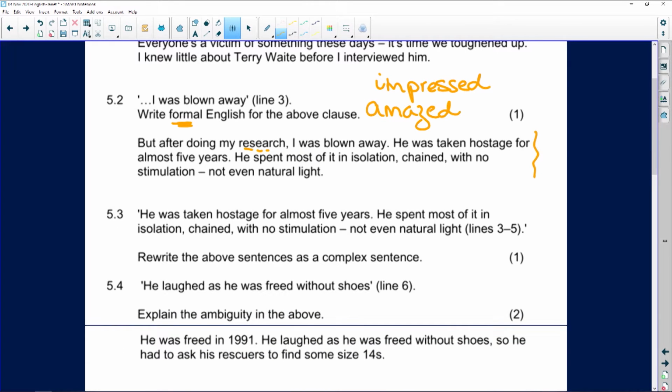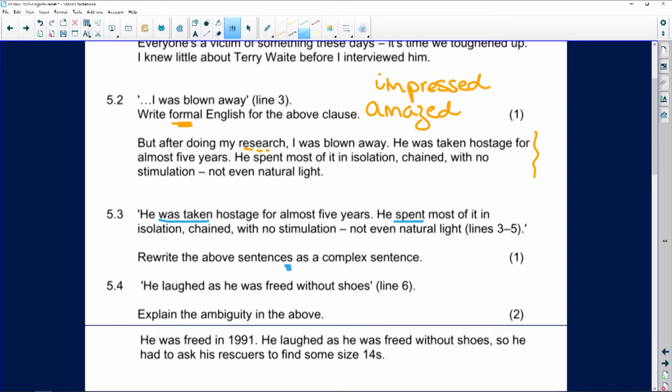Okay, everybody needs to know the difference between a simple, a compound, and a complex sentence. So let's just start with the finite verbs, everybody. How are we doing? Was, taken, spent. Right. Rewrite the above sentences as a complex sentence. What have we got? We've got two simple sentences. A simple sentence has one subject and one finite verb.